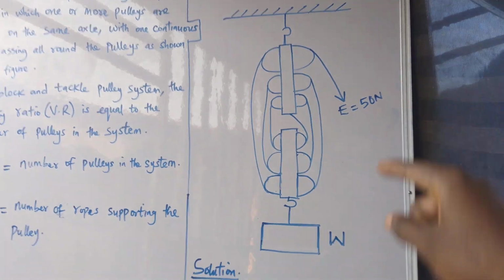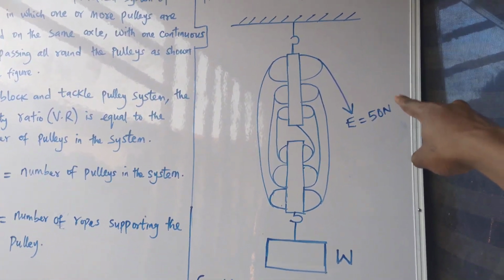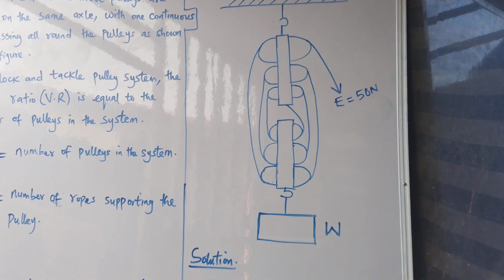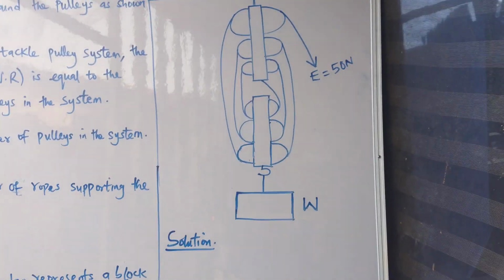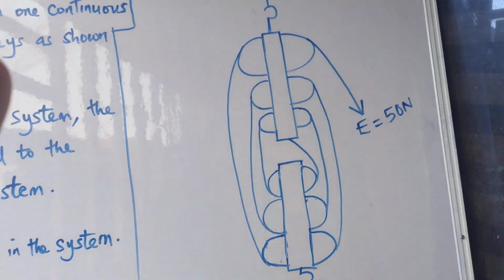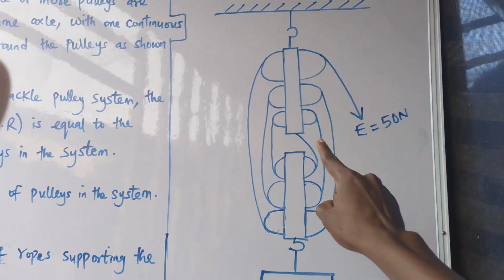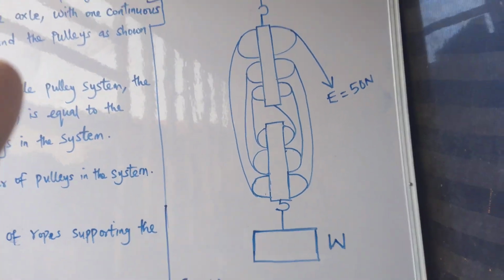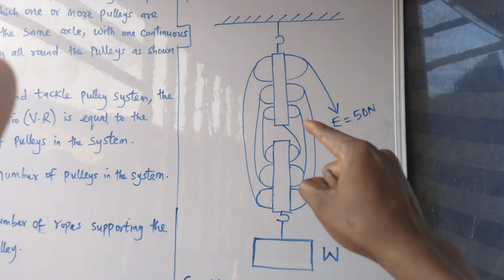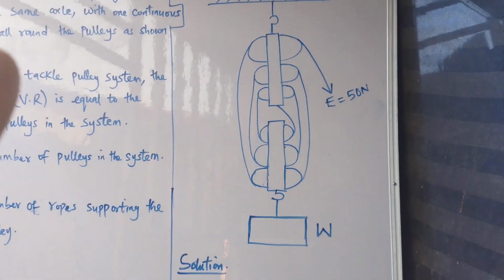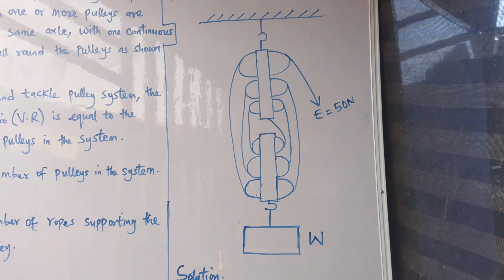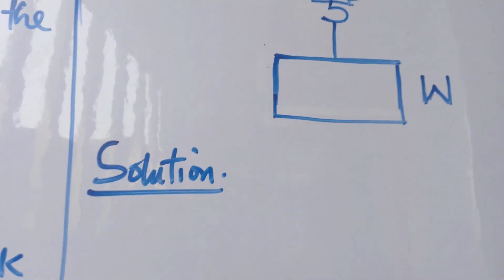The effort is applied at this other end of the rope, and the effort is 50 Newton applied at that point of the rope. So let's count the number of pulleys in the system. You have 1, 2, 3, 4, 5, 6. Since there are 6 pulleys, it means that the velocity ratio of that pulley system is 6.